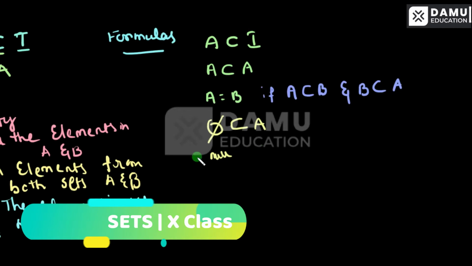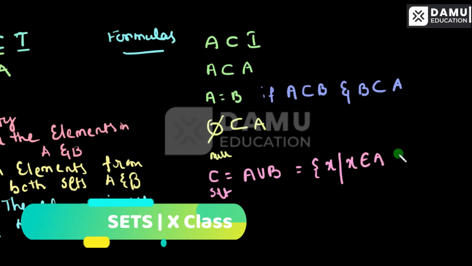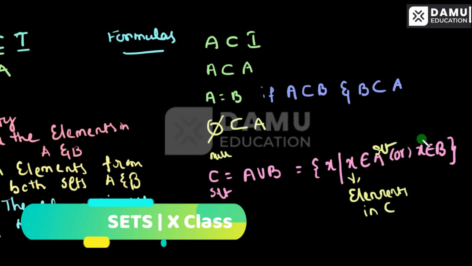Then union of sets. So what is union? Let's take one set, that is A union B. I am going to represent this in set builder form: for all x values such that x belongs to A or x belongs to B. Close that. x is one element, and the element can come either from set A, or it may come from set B, like that.